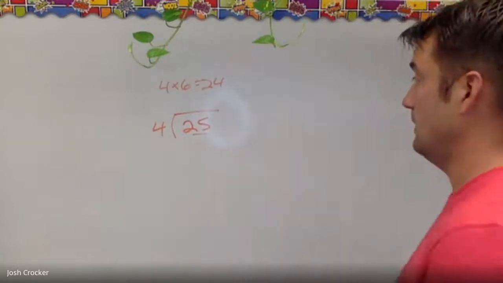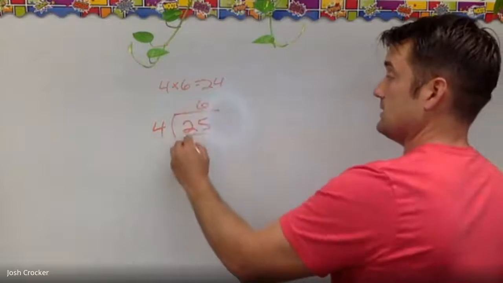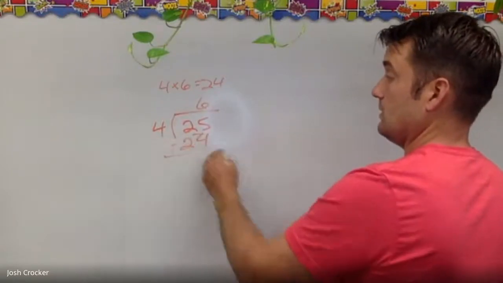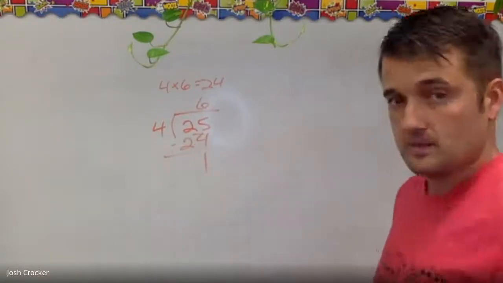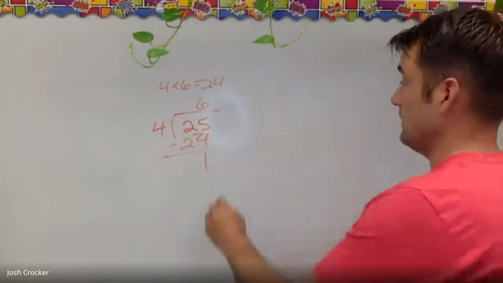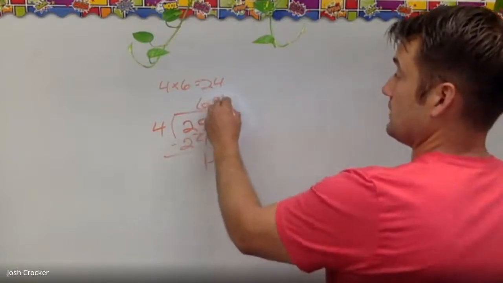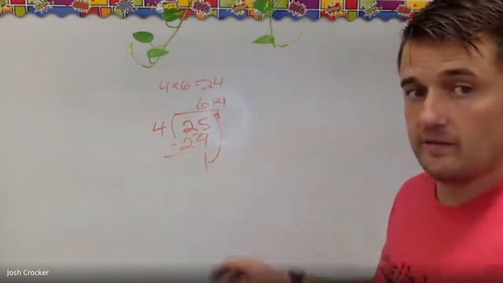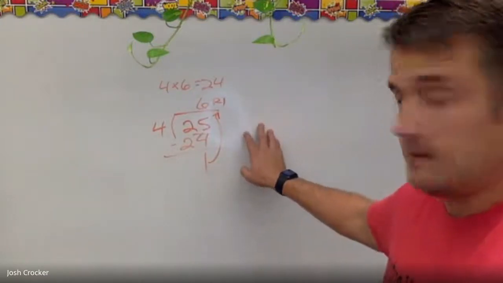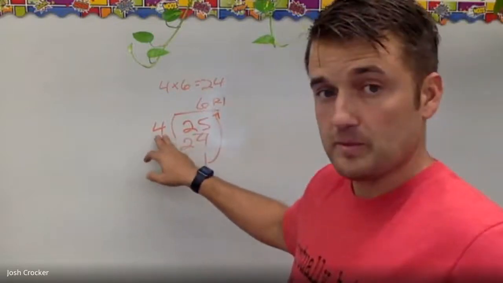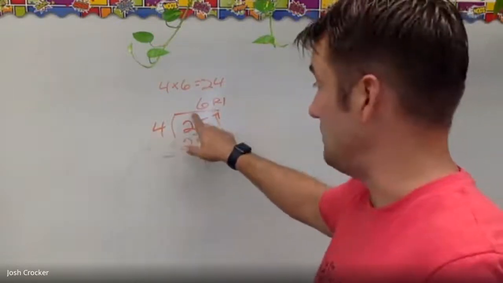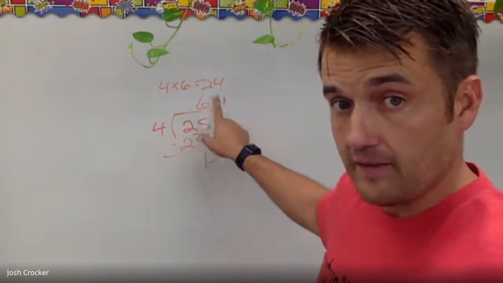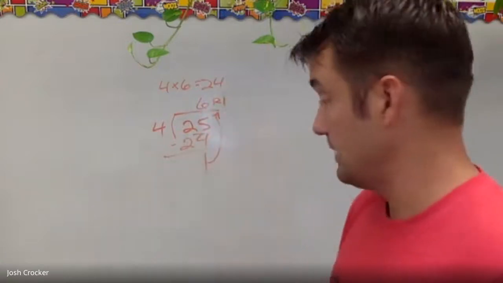Okay? 4 times 6 is 24. I subtract and get 1. So it's 6 remainder 1. Okay? If you have 25 of a thing and you are making groups of 4, you could make 6 groups and there would be 1 left over. Okay?